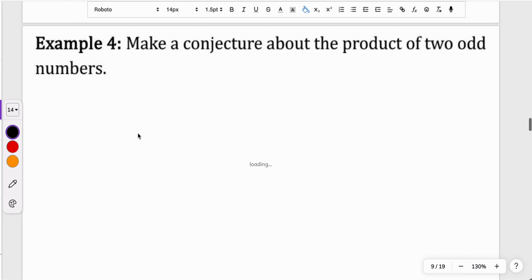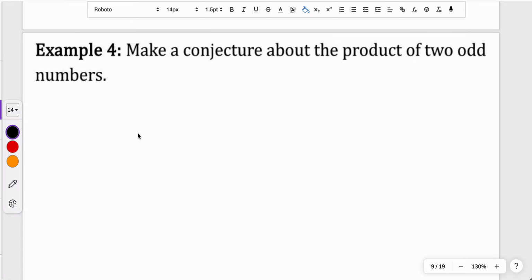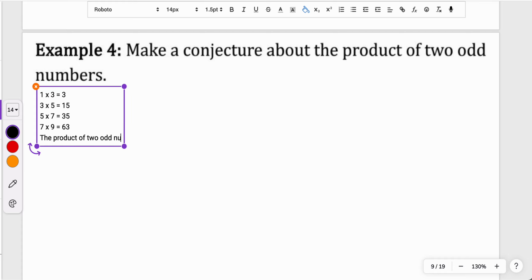All right. Example 4, make a conjecture about the product of two odd numbers. So product of two numbers would be like this. 1 times 3, that's 3. 3 times 5, that's 15. 5 times 7, 35. 7 times 9, 63. Okay? So what I'm noticing here is all my answers are odd again. So the product of two odd numbers is an odd number.